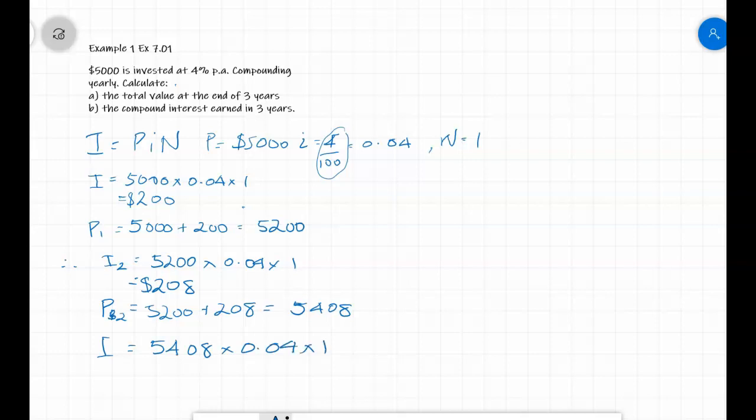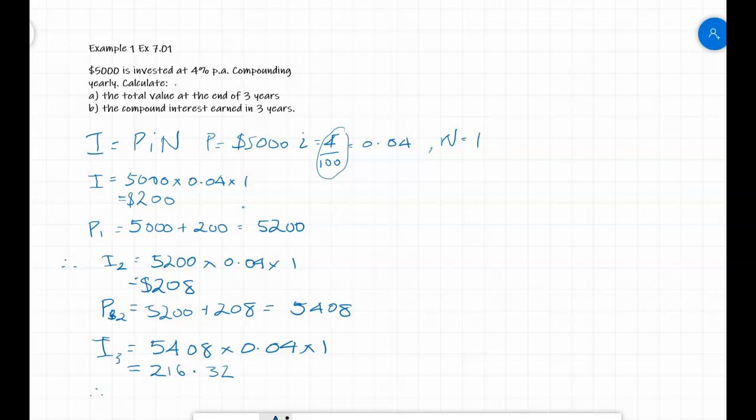So here we go. The interest in the next year, so this is my first year, this is my second year, this is the end of my third year, here we go, is equal to $216.32. So that's the interest in the third year.